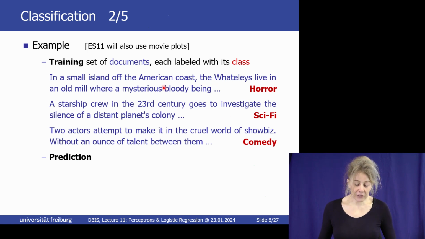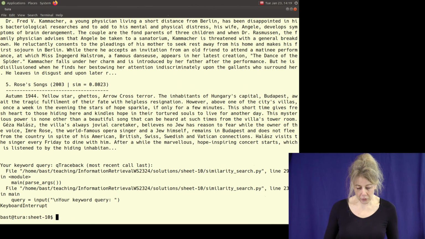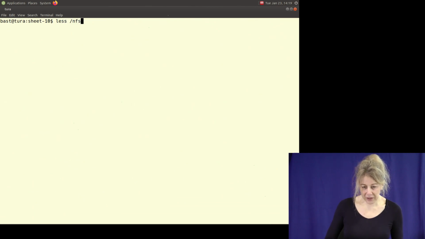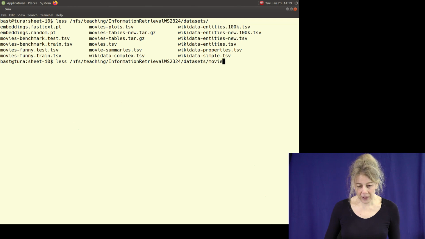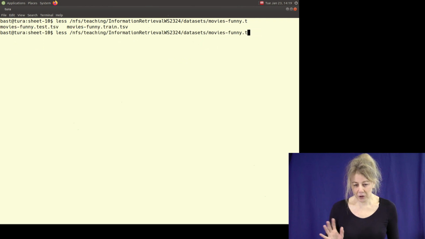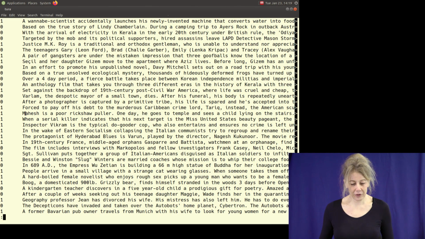So, maybe you're given 1,000 of these, and let me quickly show you the data set we give you for the exercise sheet. It's on the wiki. Here I'm accessing it from the file system. The data sets are all ours, and it's movies, funny and not funny. Not funny means it can still be very watchable. Train. So now you just have the movie plots in one line here, and here it says, is it a comedy or not? Is it a funny movie or not?